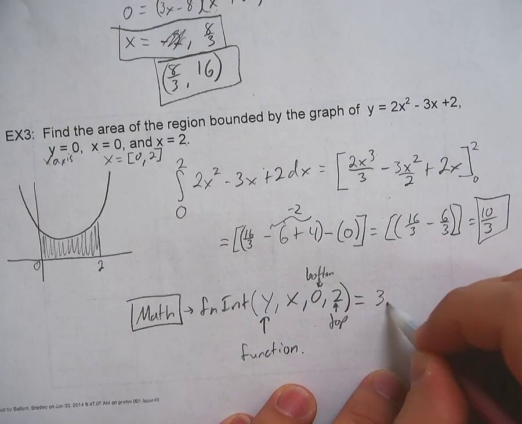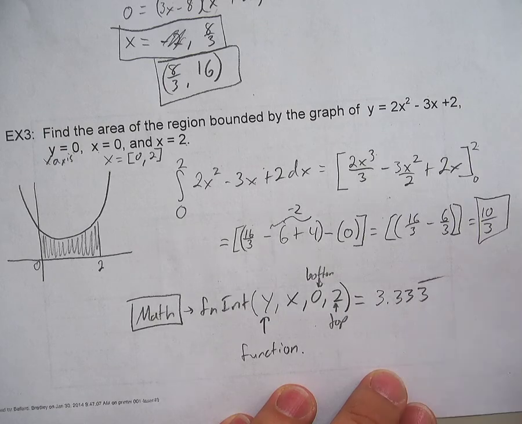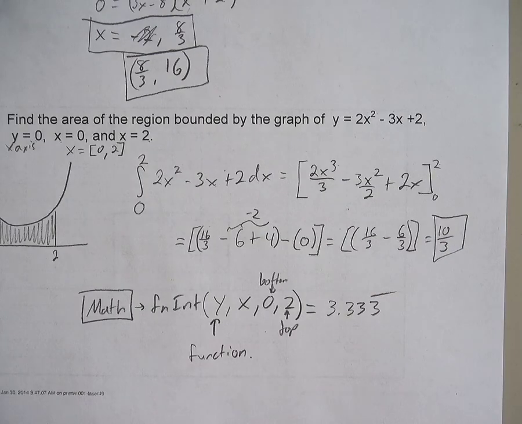Which is 3.333 continued. Always go to 3 decimal places. We had a lot of people on the test not do that. Always go to 3 decimal places.